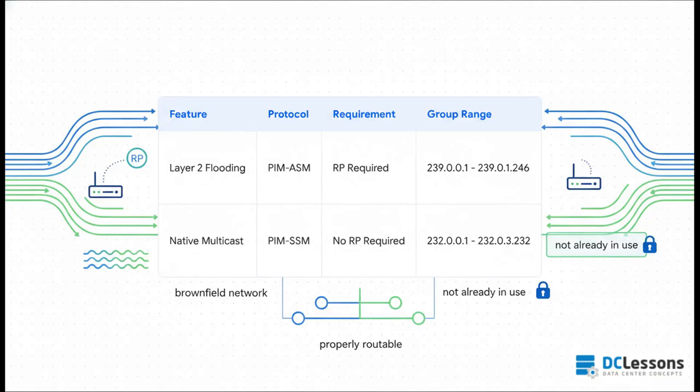Okay, this table is super important, so let's walk through it. Look at the top row. If you want to use Layer 2 flooding, your network has to support PIM ASM, and you need a rendezvous point configured for that 239 address range. Now look at the second row for native multicast. For that, you need PIM SM support for the 232 range, and notice, no RP is required. The most critical thing for both is that these specific group addresses cannot already be in use anywhere else in your network.